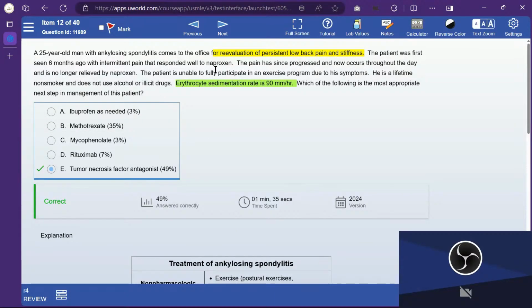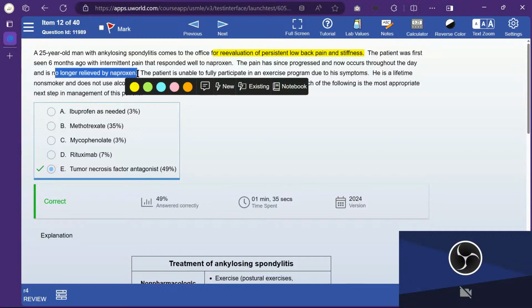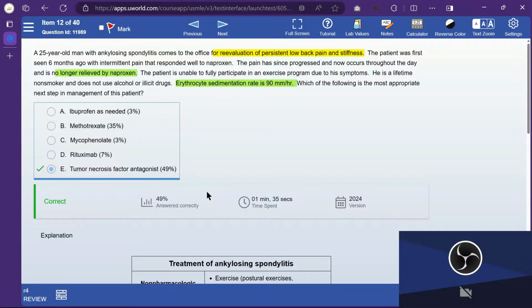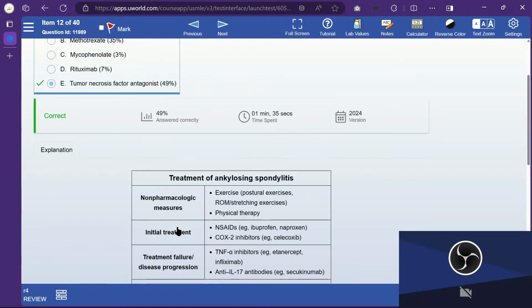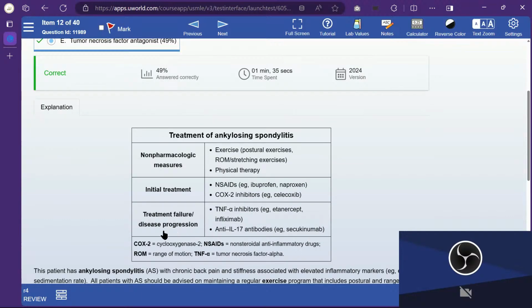In ankylosing spondylitis, 6 months ago the patient had intermittent pain that responded well to naproxen. The patient has now progressed to pain throughout the day and is no longer relieved with naproxen. So the next thing you should do is start a TNF alpha inhibitor.